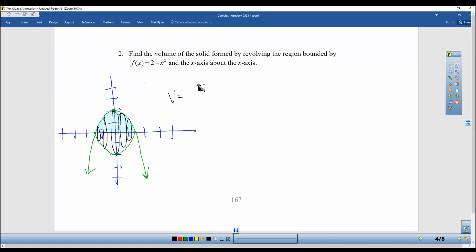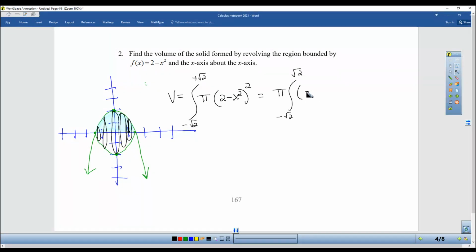So my volume, I'm going to start my slicer at negative square root of 2, and I'm going to keep slicing until I get to positive square root of 2. And I'm going to do pi r squared. What is my radius each time? My radius is just this function value, 2 minus x squared. So I take the pi out, negative square root of 2 to the square root of 2.